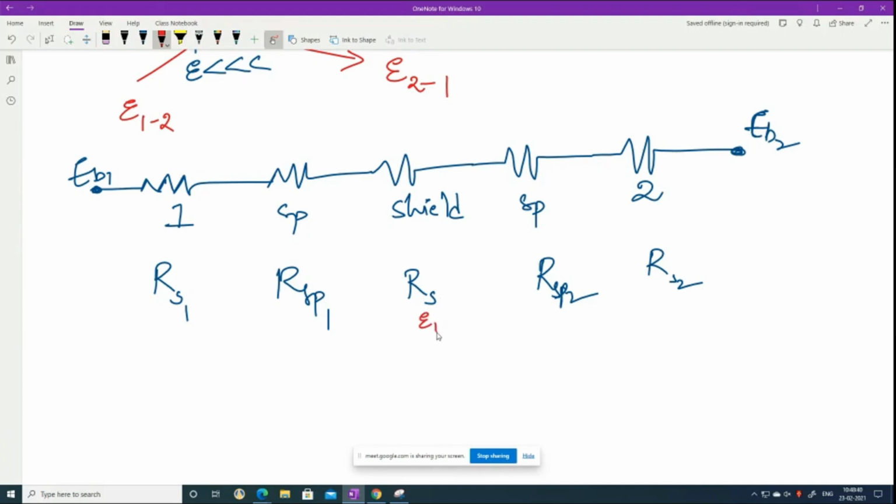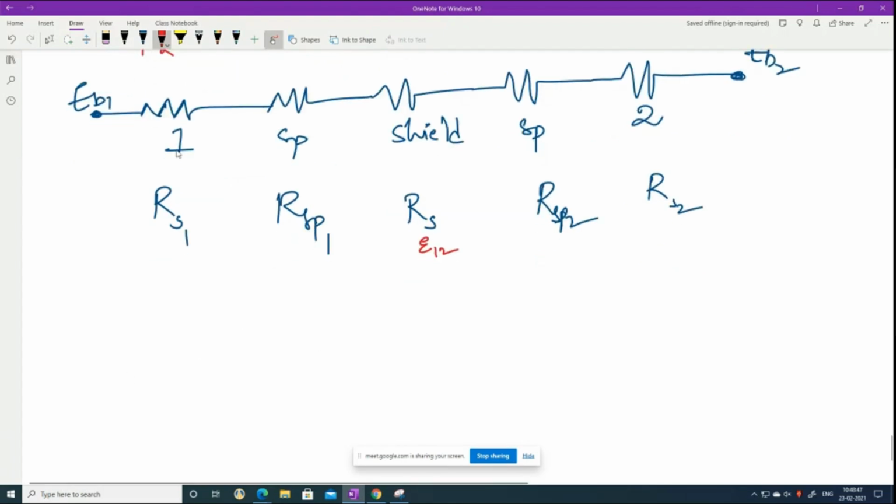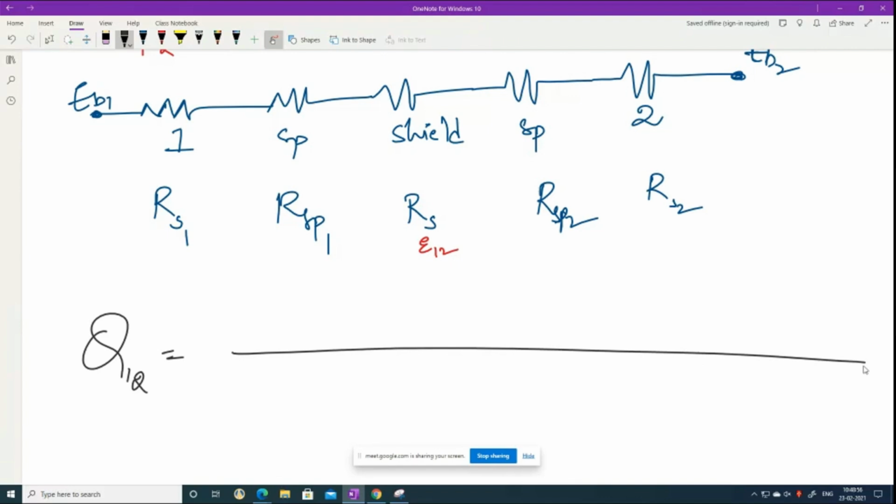Let me call this epsilon 1 2. This is epsilon 1 2, a simple thing. We will take it and solve it. If this is the case, what will be the Q12 formula? Tell me, what is there in the numerator? Please speak out. I have to take the difference. The difference is EB1 minus EB2, that is sigma into T1 to the power 4 minus sigma into T2 to the power 4. So that's the difference in the numerator.